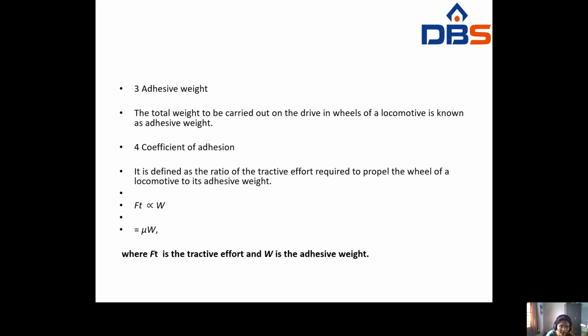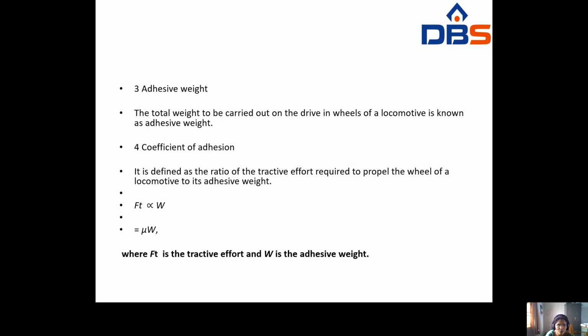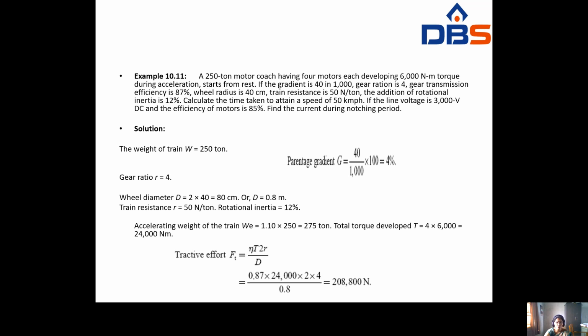So here you have to write mu equal to Ft by W, where Ft is the tractive effort and W is the adhesive weight. From this formula, mu equal to Ft by W, that is nothing but the coefficient of adhesion. So these are the important definitions in electric traction too.